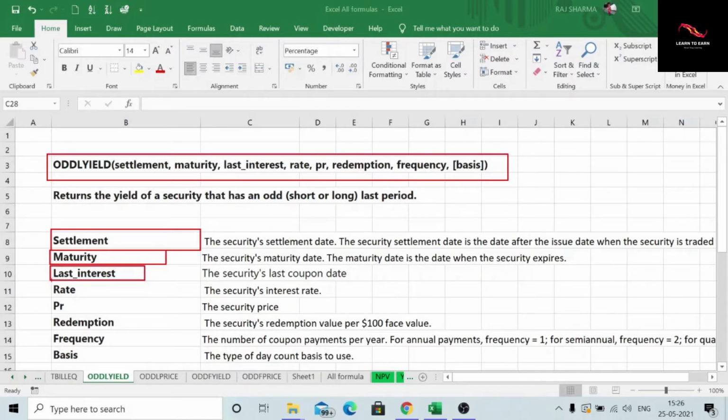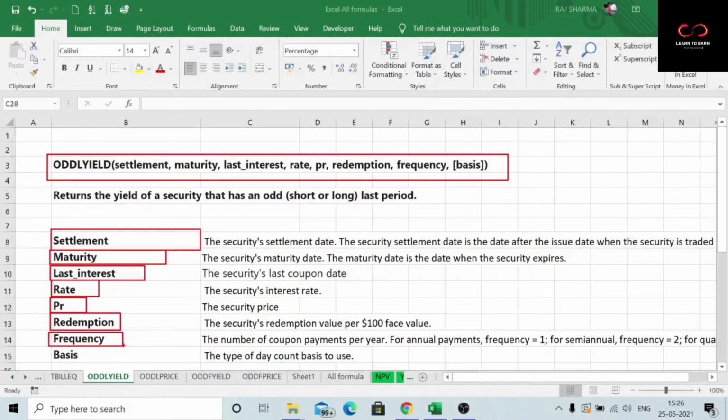payment date. Rate is the interest rate on the security. Then we can say the coupon interest rate. Then security price is the present price of the security at what rate it is trading. Redemption value is the final maturity price of the security. Then frequency is the coupon payment frequency.